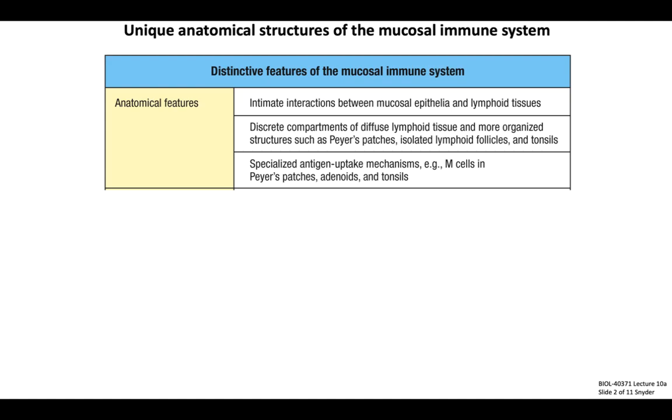First, the mucosal immune system has a number of specialized anatomical features. These include the presence of lymphoid cells that are diffused throughout the mucosal epithelium, as well as the presence of organized lymphoid tissue structures that directly underlie the mucosal epithelium. There are also some specialized antigen uptake mechanisms that can be used to stimulate immune responses.